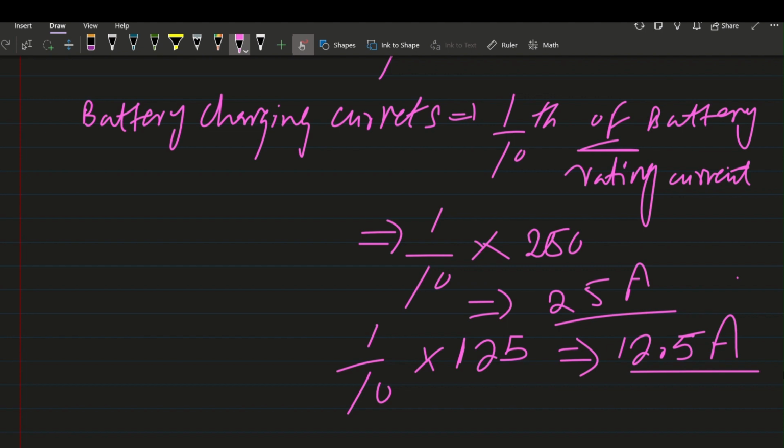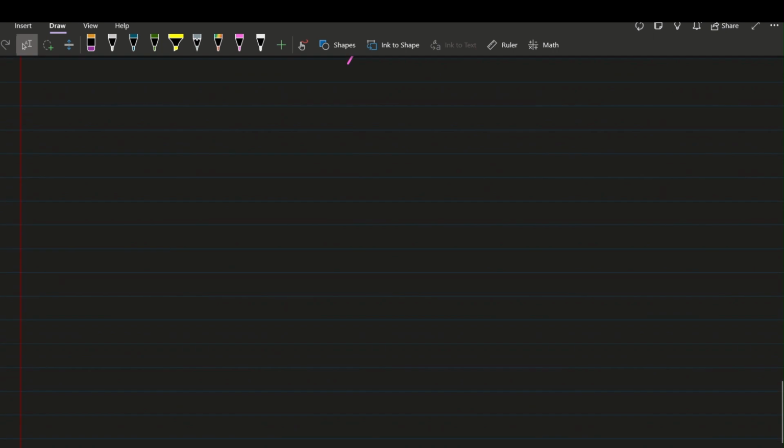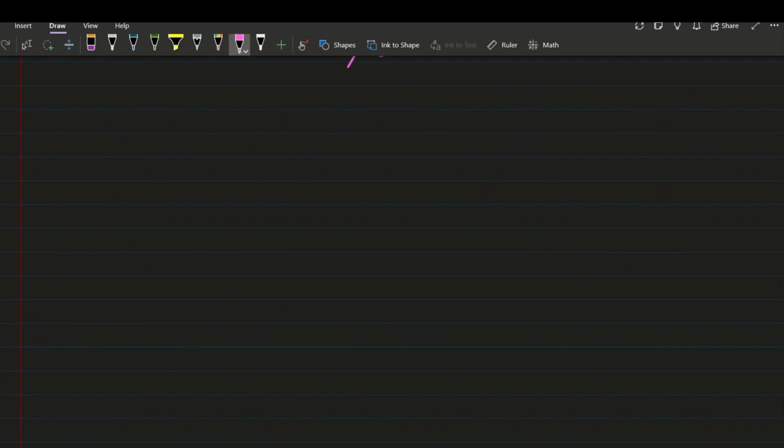Let's move further. Now the final thing we will find out is solar plates. This is the final calculation. This is a lengthy one.